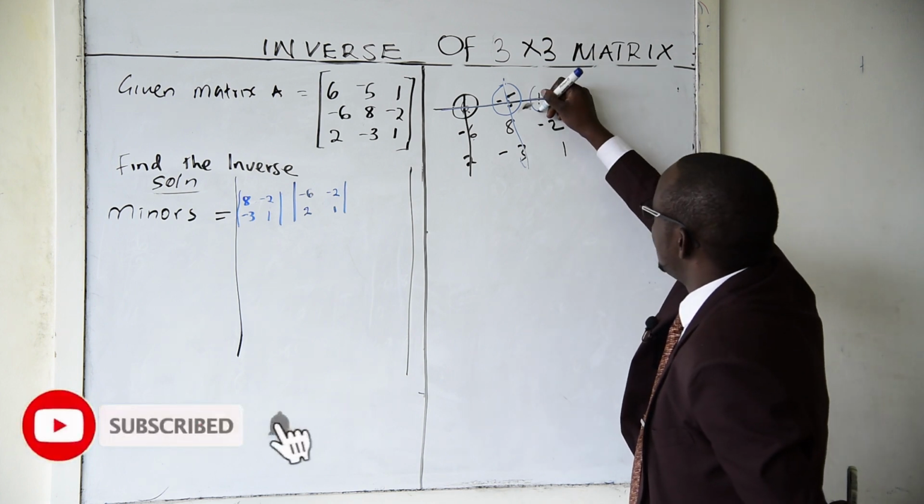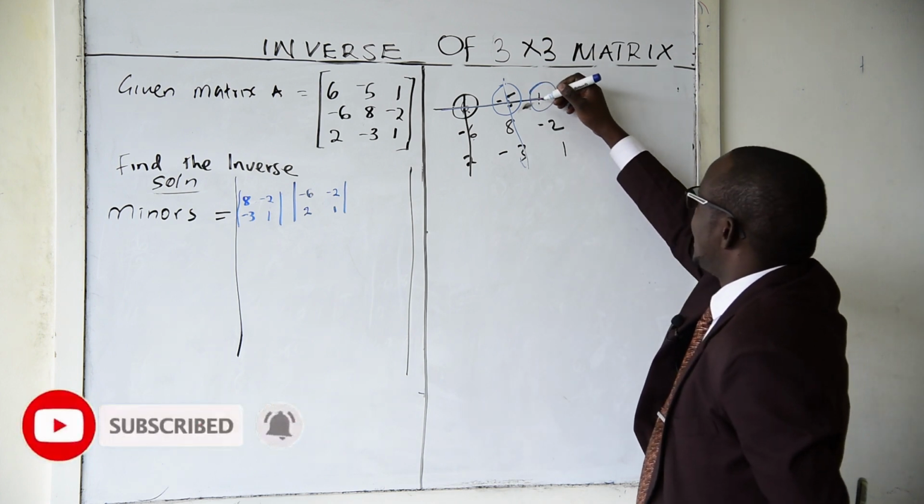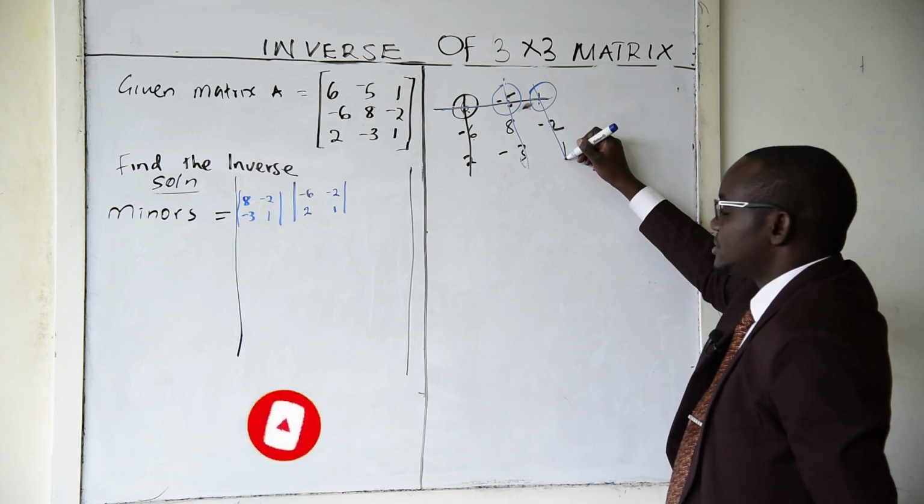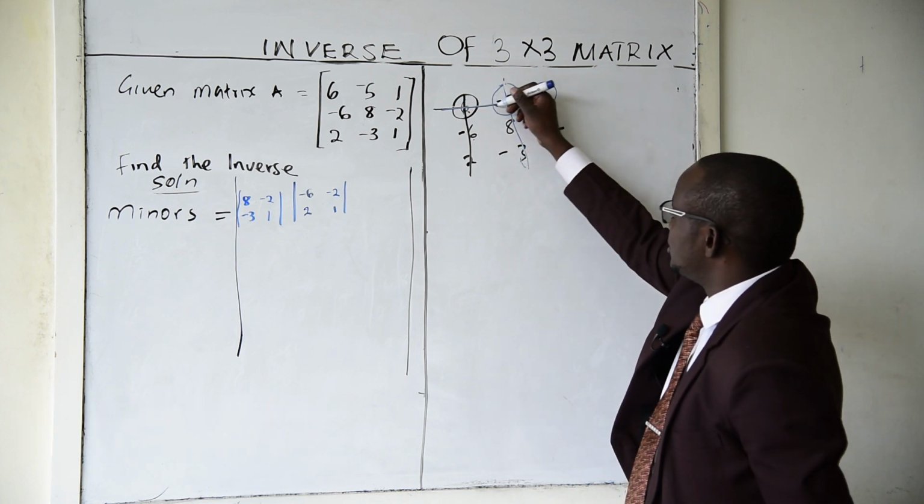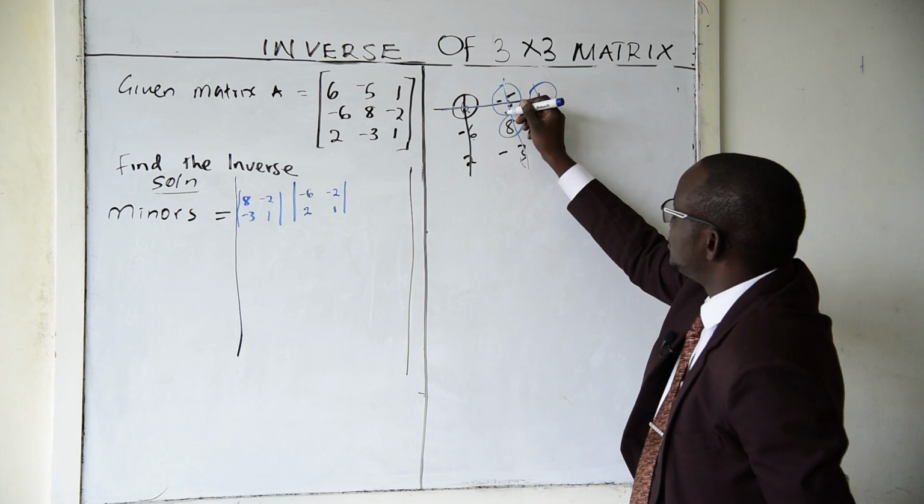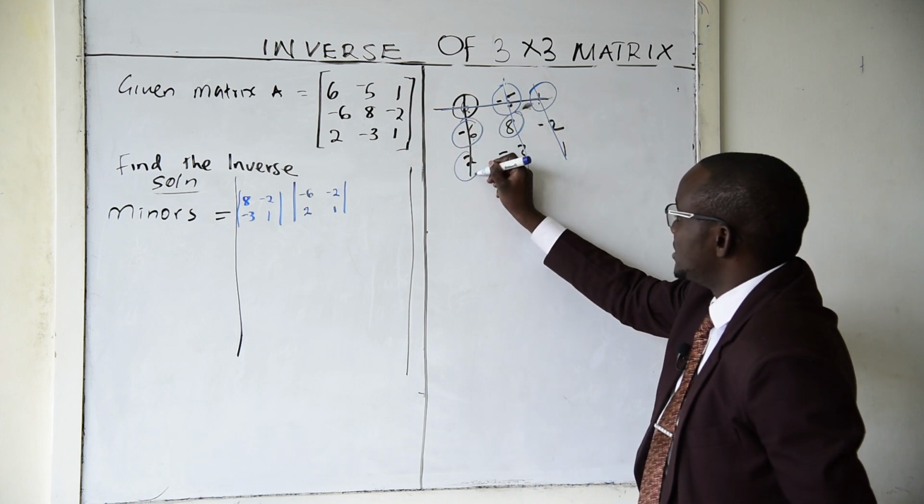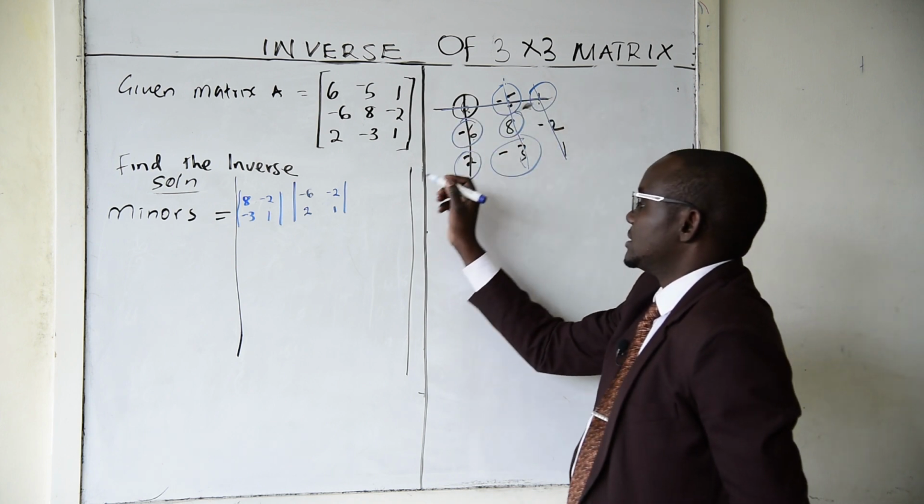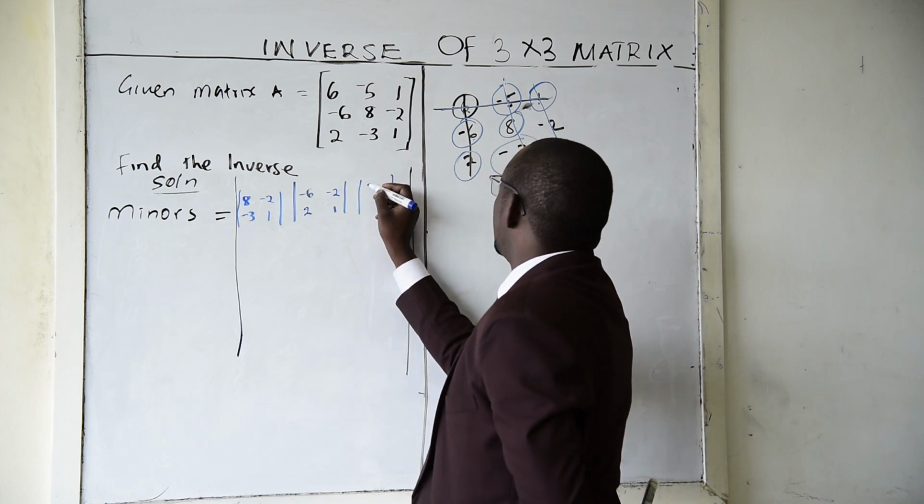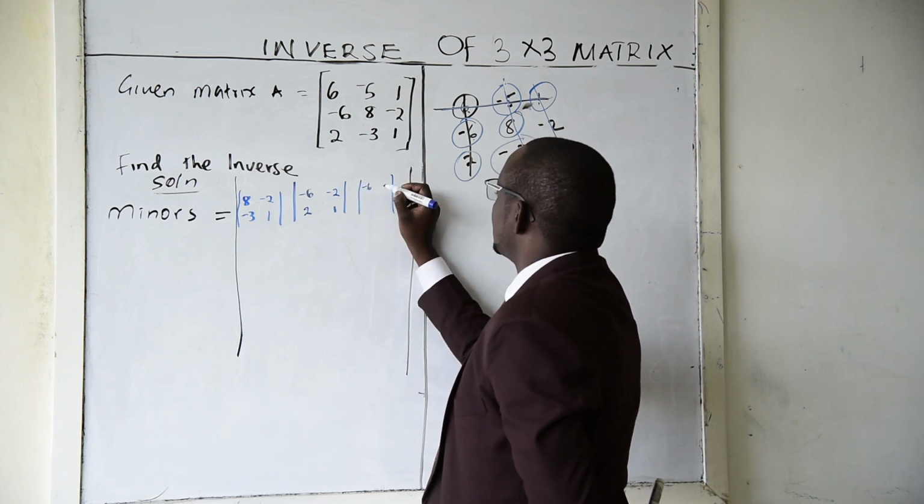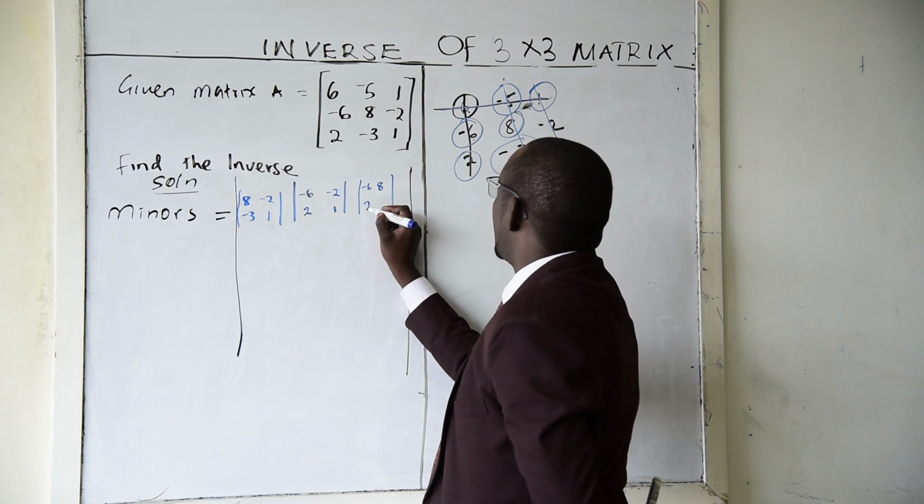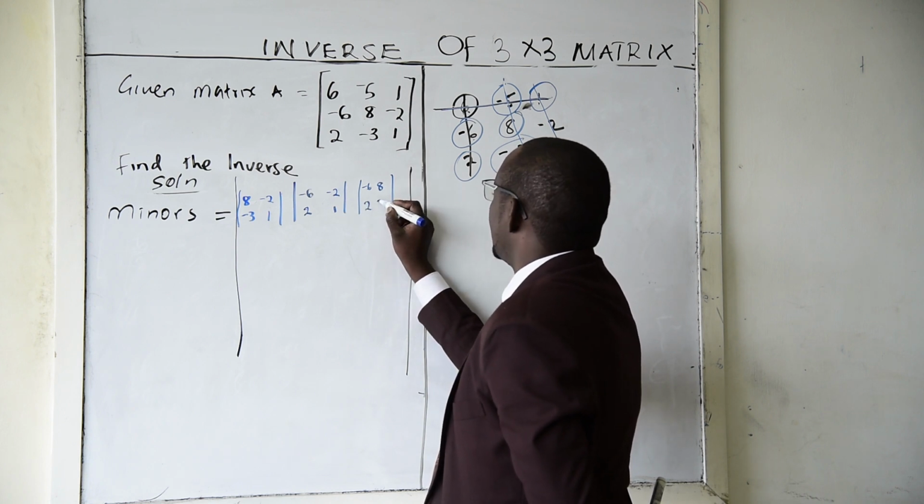Now, if I'm interested in the third one, I cancel this column and this row. So that means I remain with this, this, this, and this one. So I will have negative 6, 8, 2, and negative 3.